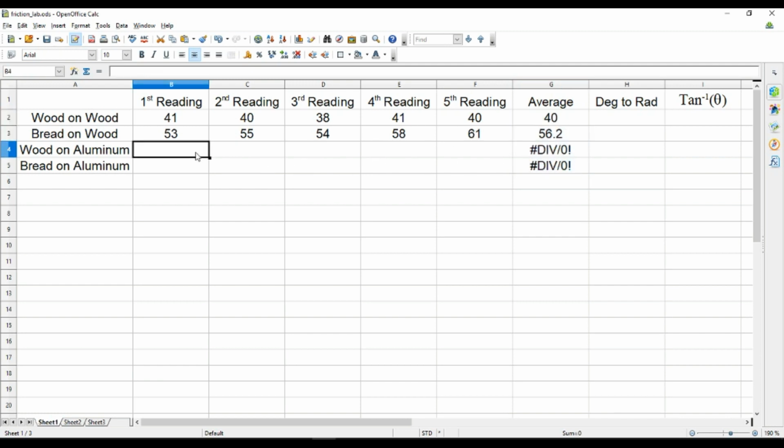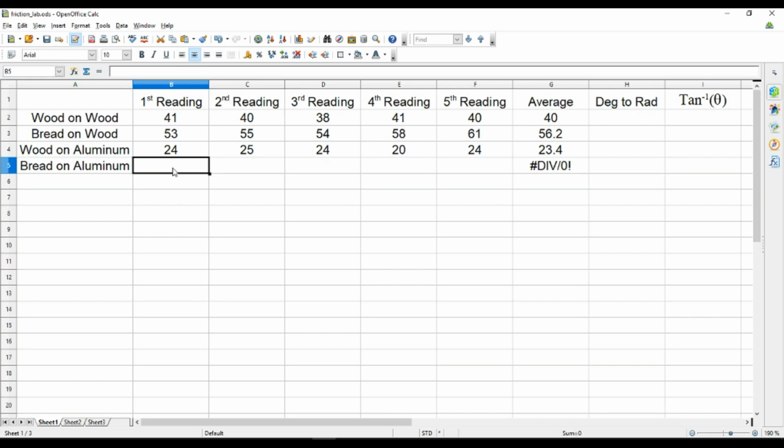Let's do that now. For wood on aluminum, the first reading was 24 degrees, the second reading was 25 degrees, the third reading was 24 degrees, the fourth reading is 20 degrees, and the fifth reading is 24 degrees. And as we put the numbers in, it automatically did the calculation. Next up is bread on aluminum.